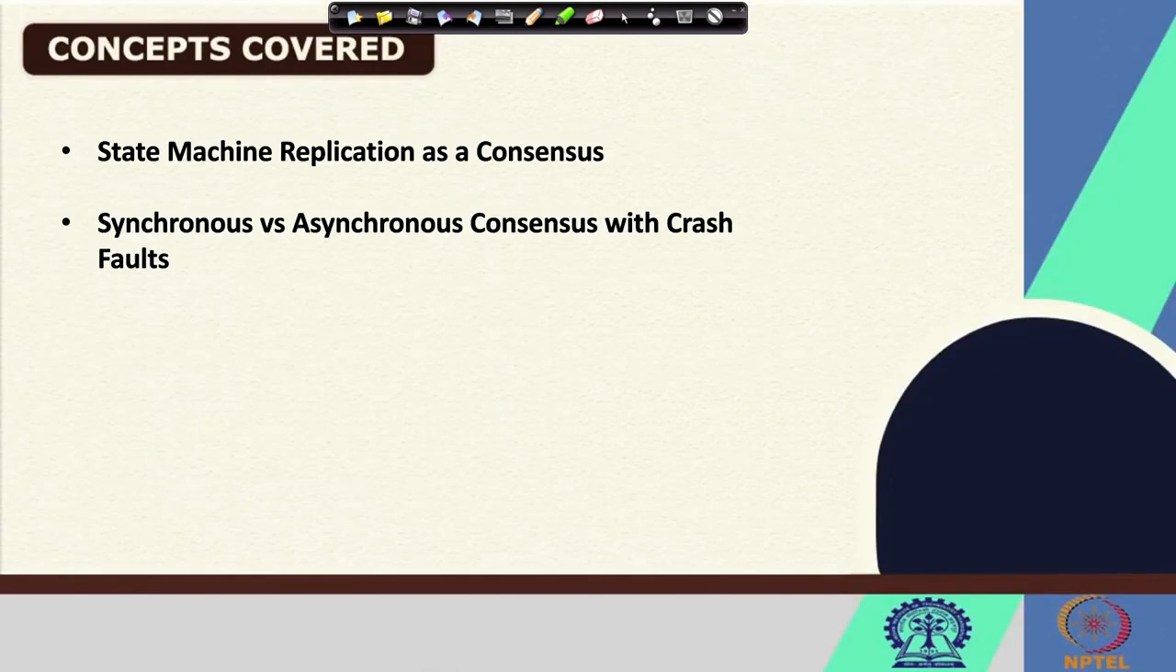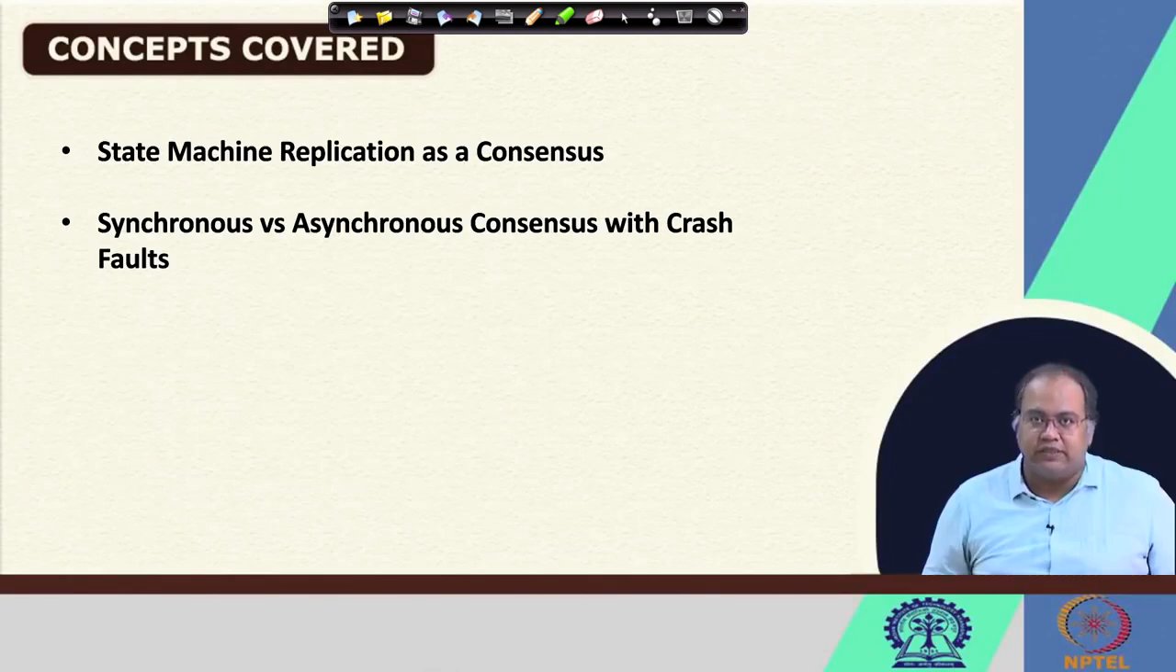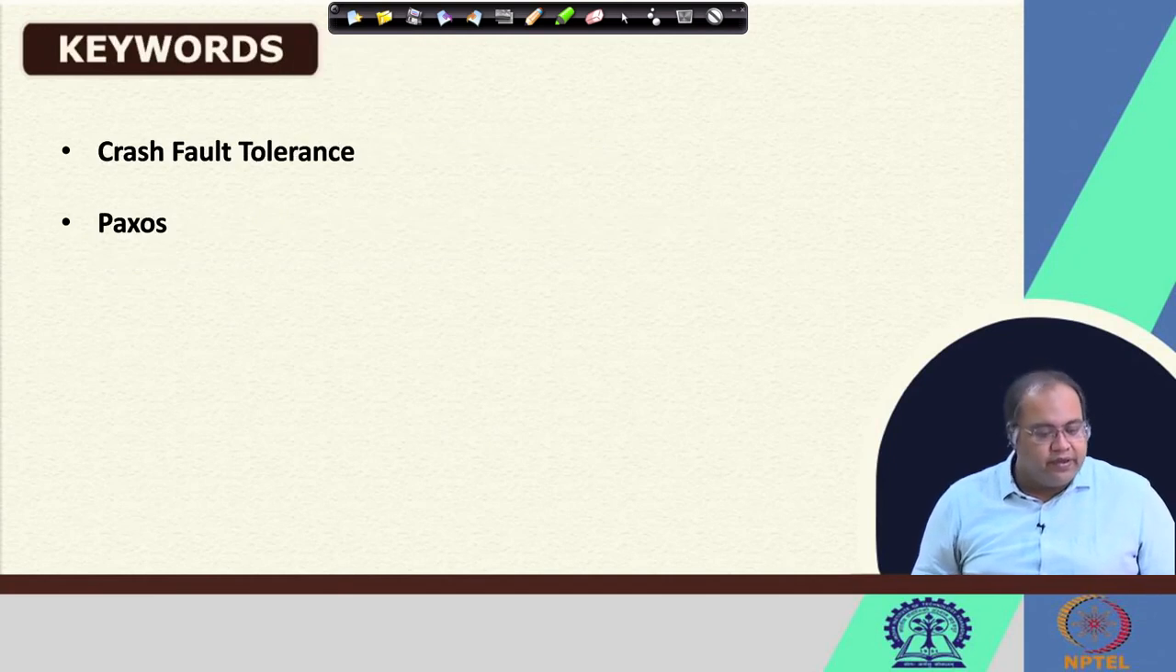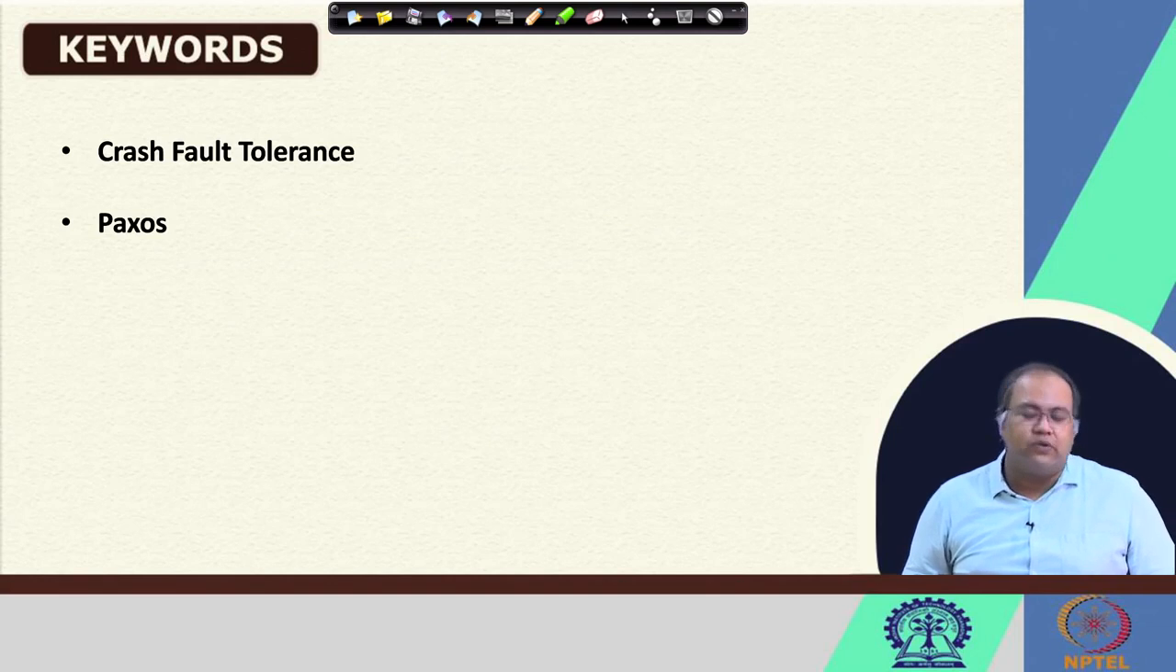So, today we are primarily going to cover the state machine replication as a consensus technique, followed by the synchronous and the asynchronous consensus ideas in the presence of one particular type of failure which we call the crash fault. So, these are the keywords. Today we are going to look into the crash fault tolerant system, and we are going to have a brief introduction about one of the consensus mechanisms which is called Paxos.